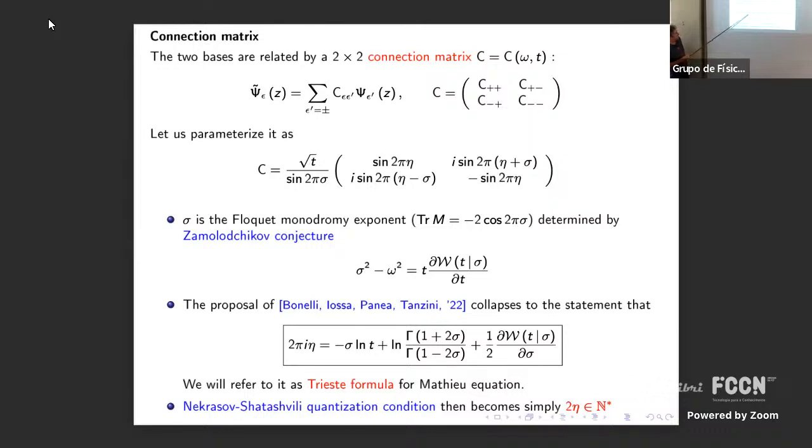Now the proposal of Bonelli and others may be collapsed to the following statement: the parameter eta in the connection matrix is a derivative of this function w with respect to sigma. I will refer to this as a Trieste formula for the Mathieu equation. Originally the connection formula that they have written is not as compact as that, so this is a simple reformulation in a nice parametrization of the connection matrix. The quantization condition that we have seen before, given the energy spectrum, becomes just the statement that the parameter eta here is an integer.